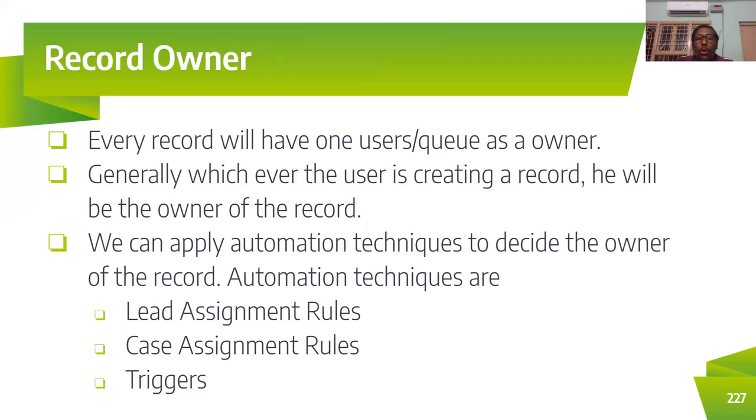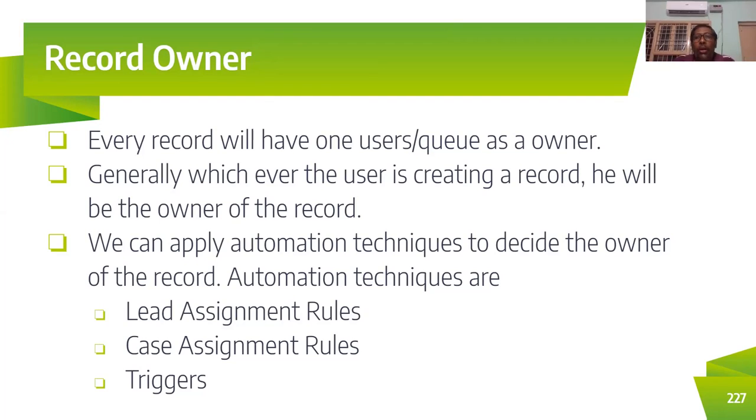Every record will have one user or a queue as an owner. Generally, whichever user is creating a record will be the owner of the record, as I just told you. We can apply automation techniques to decide the owner of the record. Just now I also changed the record owner.